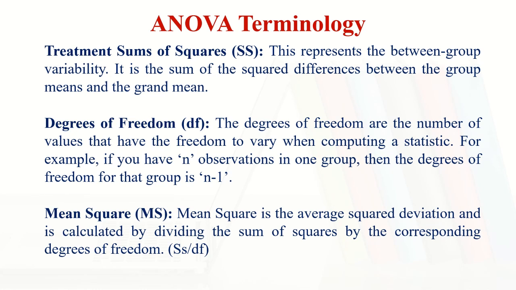Now mean square, MS. Mean square is the average squared deviation and it is calculated by dividing the sum of squares by the corresponding degree of freedom. So SS we calculate first and divide by DF. So now we will calculate MS, which is known as mean square.